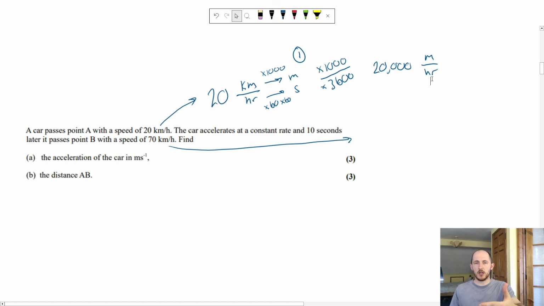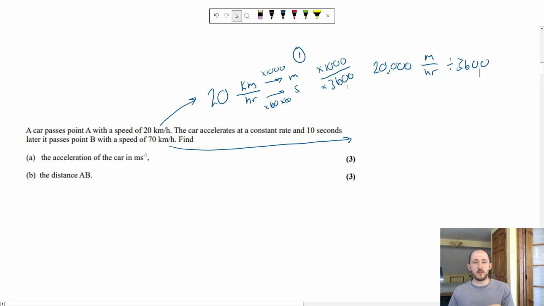In an hour, you can travel further than in a second. So the numbers should get smaller when I go to seconds, right? Because I travel less distance in a second than an hour. That's obvious. So that's why we would then divide by 3,600 to get meters per second.